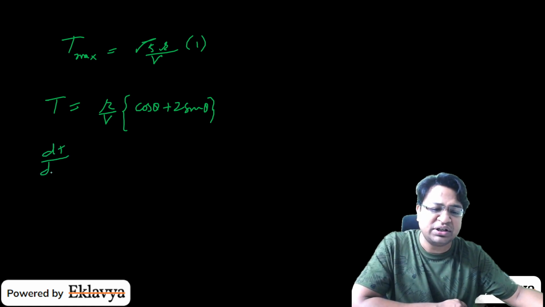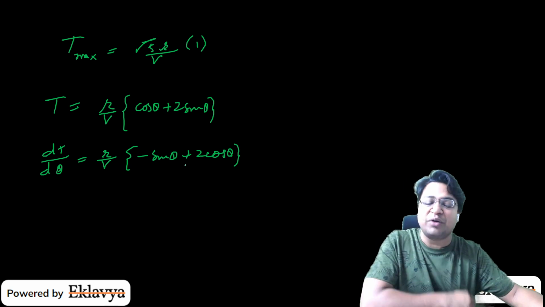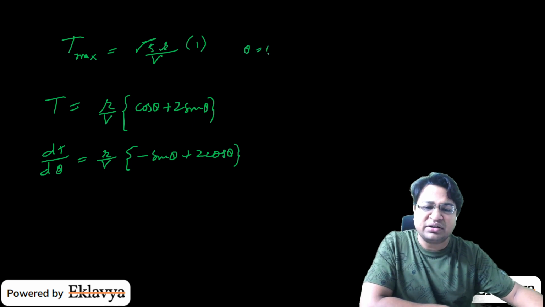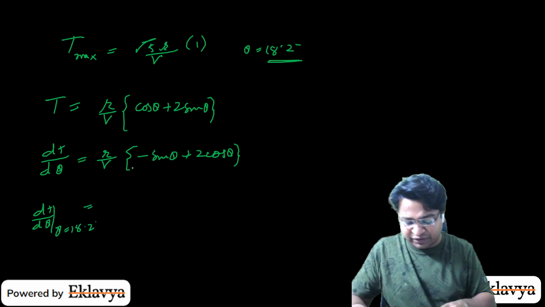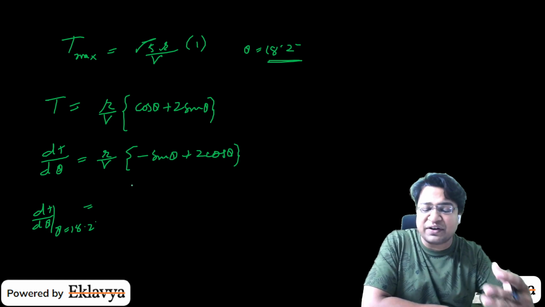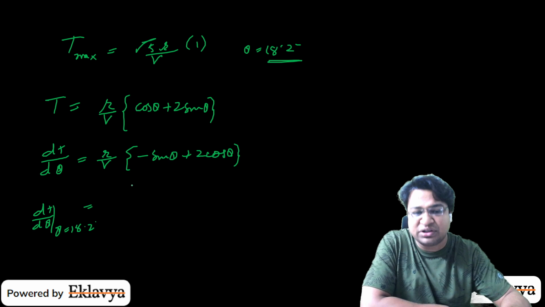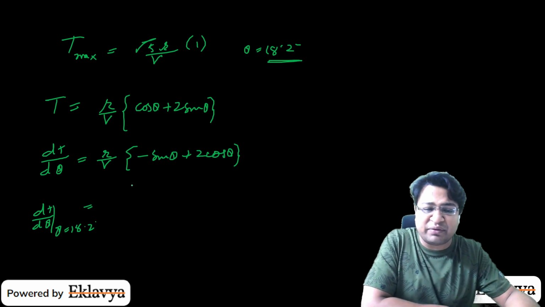So if I go for dt by d theta, we end up with r by v times minus sine theta plus 2 cos theta. If I start from a very small value of theta, for example 18.2 degrees, I'm trying to figure out the monotonicity of this function, whether it is an increasing function, a decreasing function, or not a monotonic function. One thing we can do is make use of Desmos, or otherwise we can use our mathematical skills to check this.